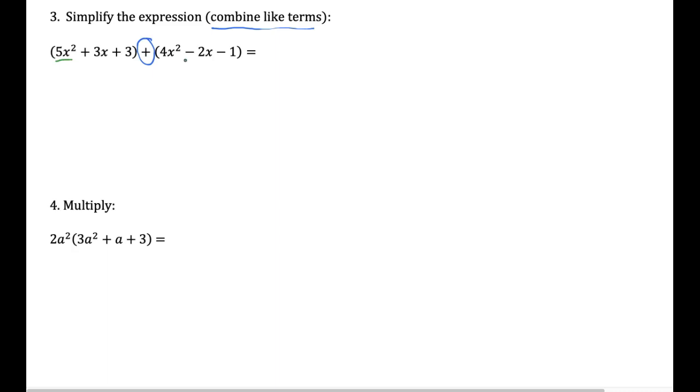So I've got the x squared terms here, and I've got the x to the 1 terms here, and you've got the constant terms here. Okay, so we're going to add together the green ones, 5x squared and 4x squared is 9x squared. And then the blue ones, 3x minus 2x, is just 1x, which is just x. And then the 3 minus the 1 is plus 2. And that's it.